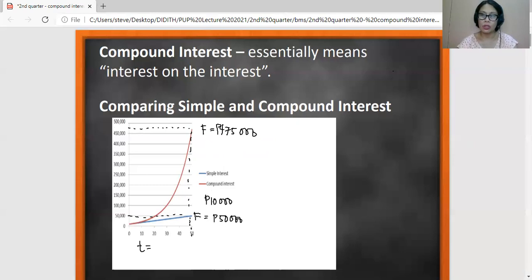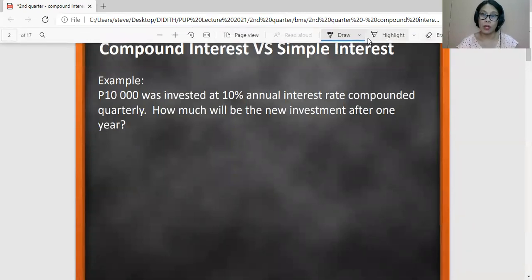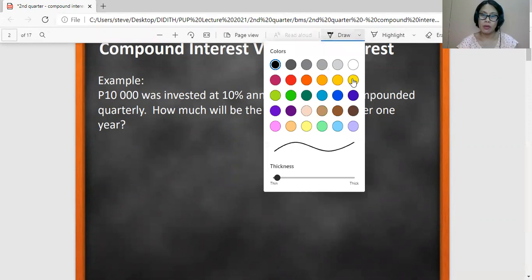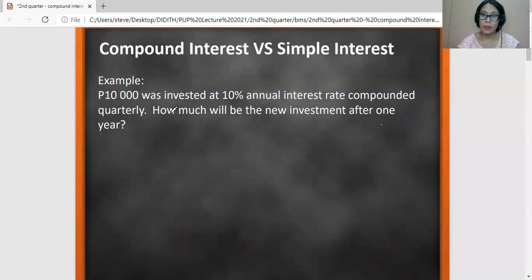Now we're going to work on a compound interest problem using the simple interest formula. And from here, you will be able to compare how compound interest is working. Now, a principal amount of 10,000 was invested at the rate of 10% compounded quarterly. So the rate is the annual interest rate, meaning this 10% is good for 1 year.